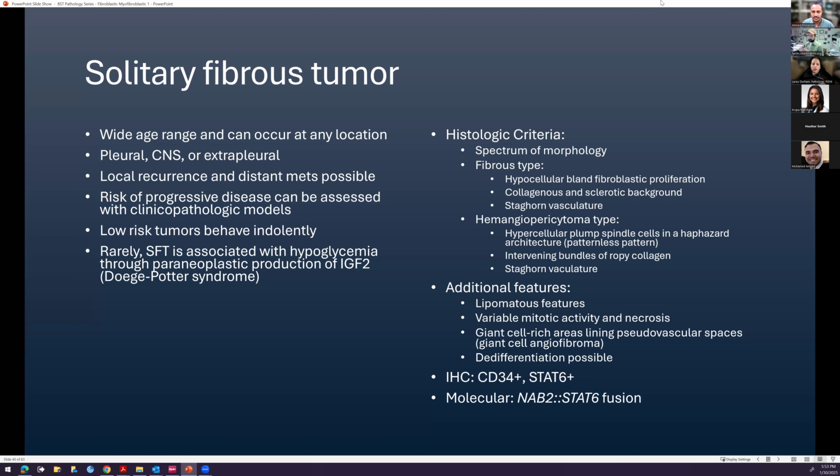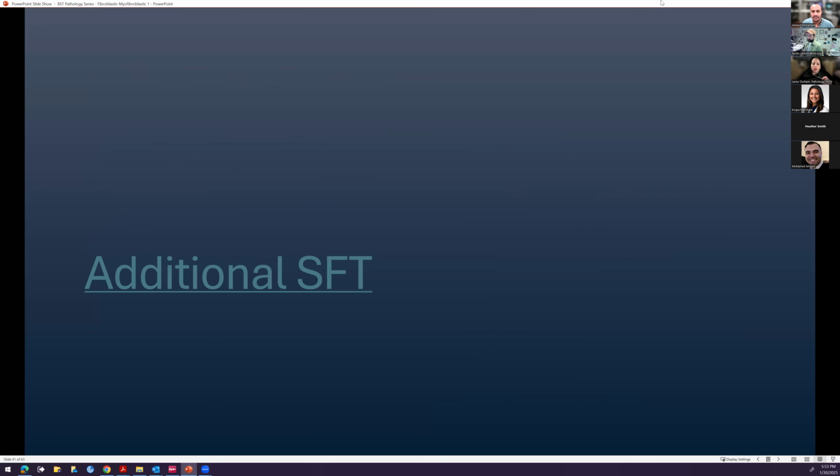Okay, so like we said, these tumors are going to be diffusely CD34 and STAT6 positive, and the molecular finding will be a STAT6 fusion in the vast majority of them. Here are some additional SFTs that I put together to look at. Just a couple of additional ones here.